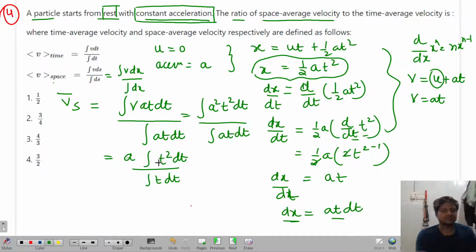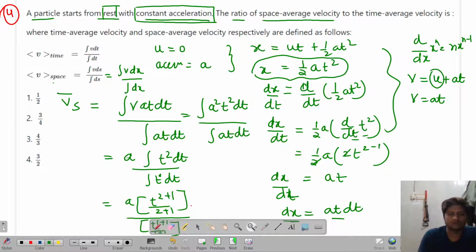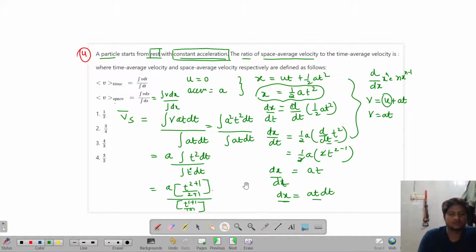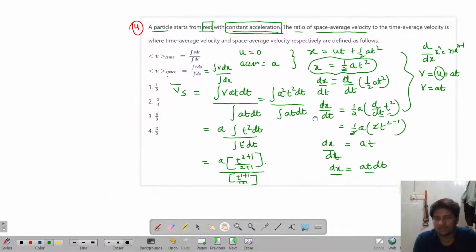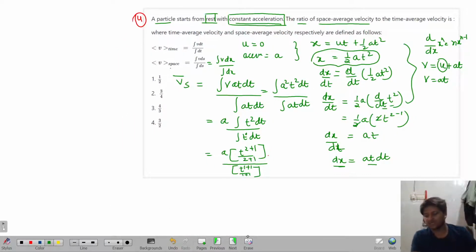What is the formula? This is simple. Integral of t to the power of n dt. What is the formula? t to the power of 2 plus 1 divided by 2 plus 1, divided by, this is again t to the power of 1 dt. So it will be t to the power of 1 plus 1 divided by 1 plus 1. Got it or not? Yes or no? Yes, sir. Everyone? Yes, sir. Okay. Good guys. Really, I'm very much happy that you guys are able to understand this kind of problems.